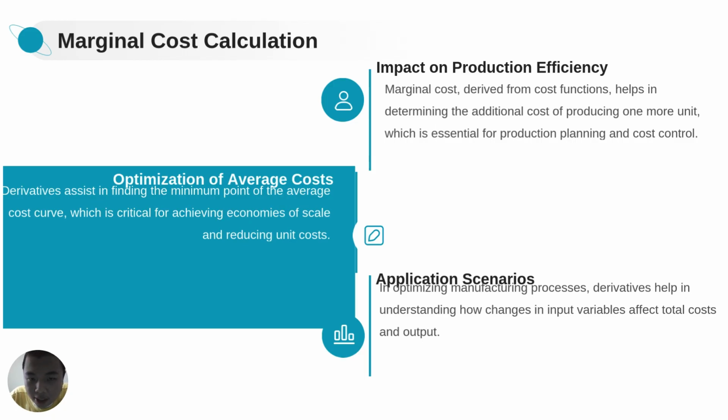It aids in finding the most cost-effective scale of production and in making decisions about the expansion or construction of operations. Also, optimization of average cost. Derivatives assist in finding the minimal point of the average cost curve, which is critical for achieving economies of scale and reducing unit costs. Applications.